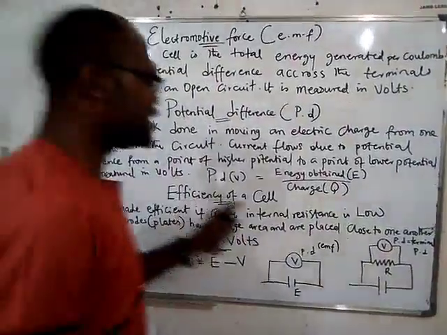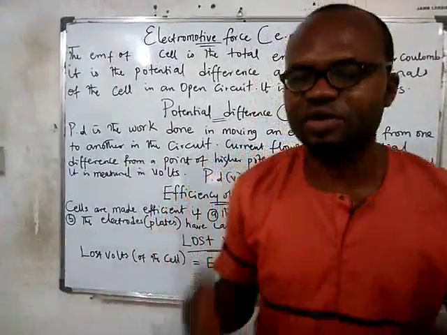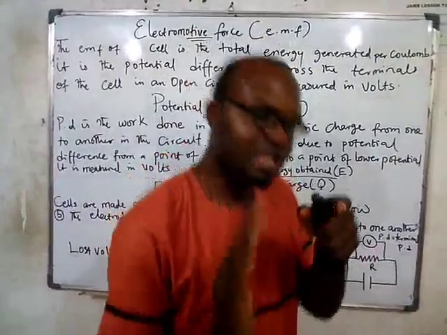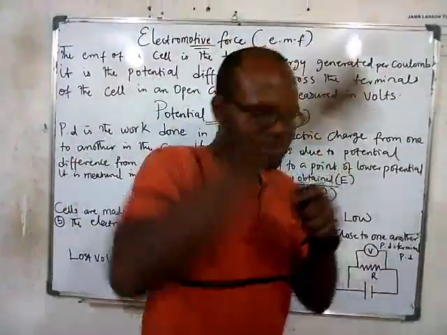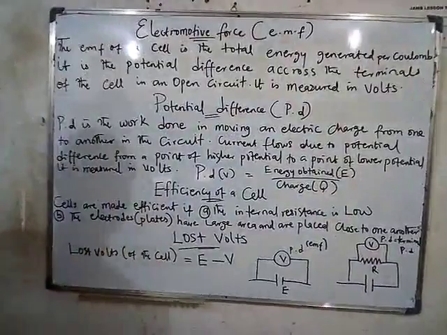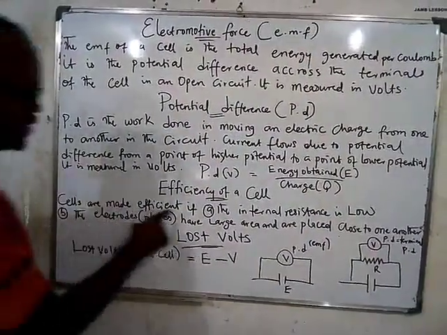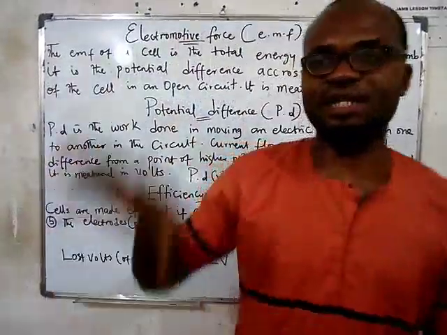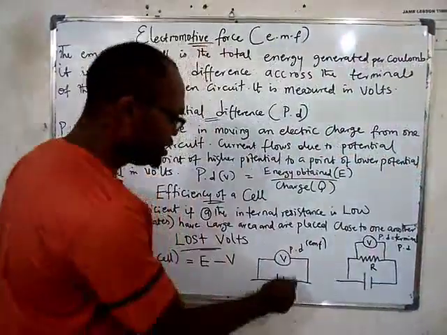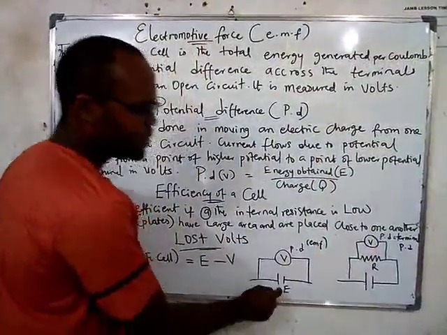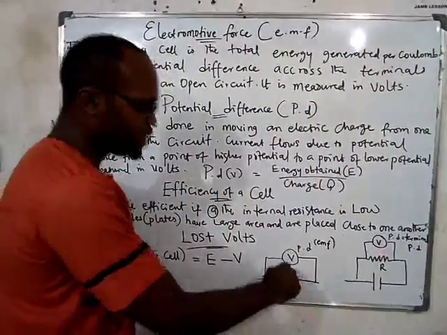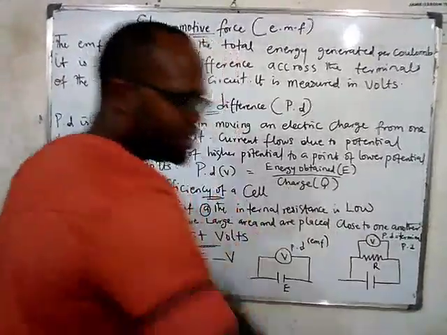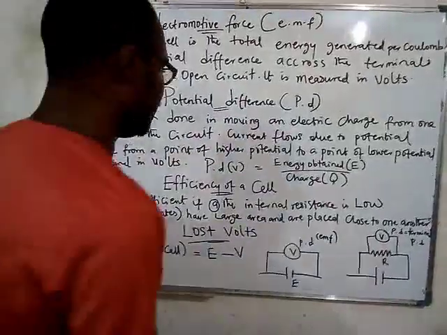Now we look at efficiency of a cell. How can you make your cell more efficient in order to supply enough force or energy that will transport the charges to generate the current? How can you do that? Number one, cells are made efficient if the internal resistance is low. You must make sure that the internal resistance inside the cell is very low. Once it's low, it can provide much force that will push the charges round the circuit to enable an easy flow of current.